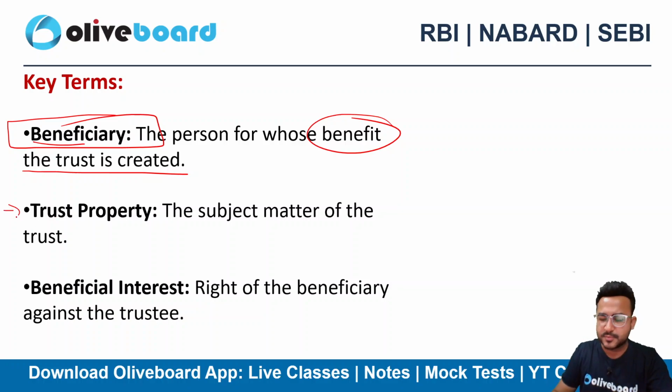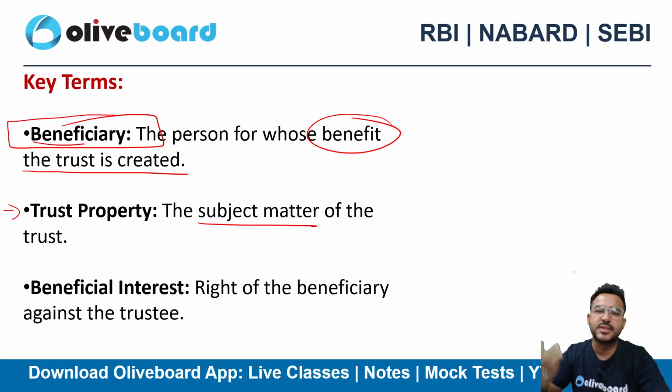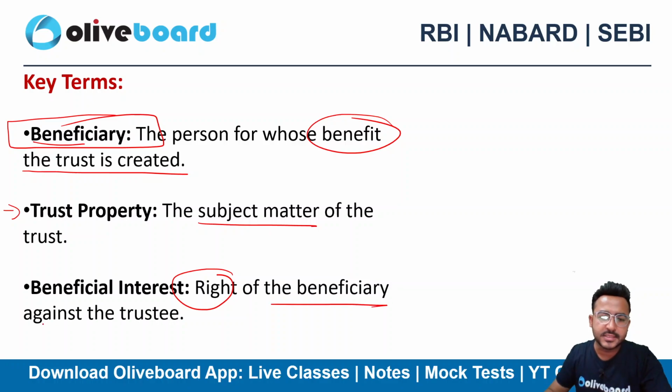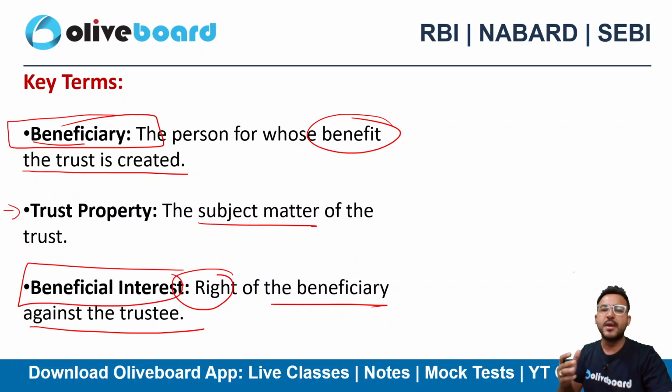Next is trust property. This is the subject matter of the trust. Let's suppose if I talk about land, building, then that's trust property. Beneficial interest is the right of the beneficiary against the trustee. That's beneficial interest. So beneficiaries are having beneficial interest in the property of the trust.